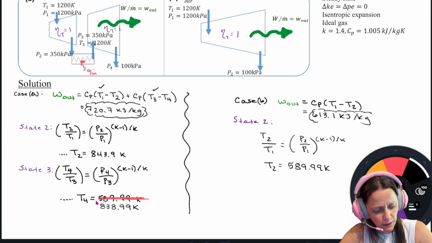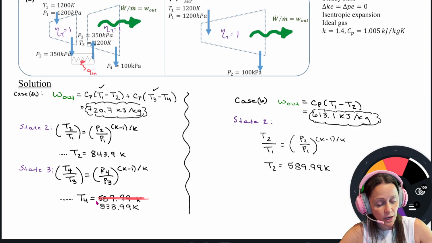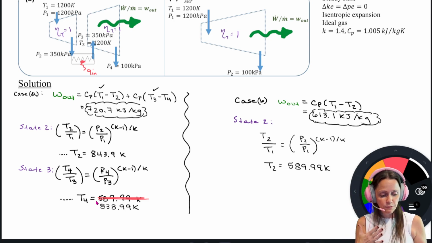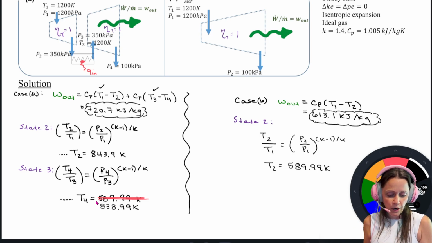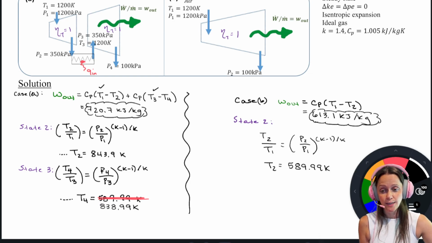You can see there's about 100 kilojoules per kilogram difference. We get more work output when we divide up that expansion process into two and add a stage of reheat in between. All right, so let's go to the next and the last problem.